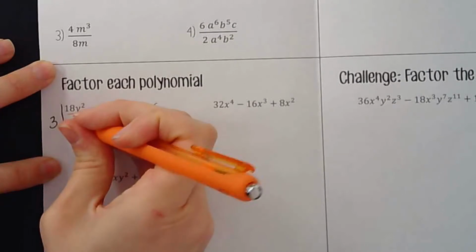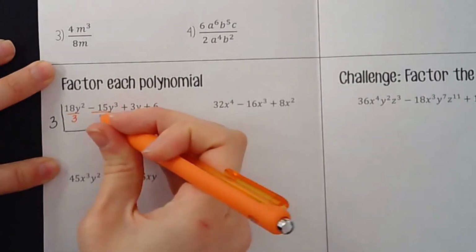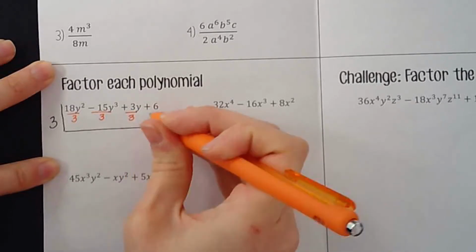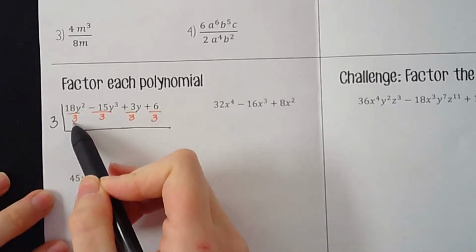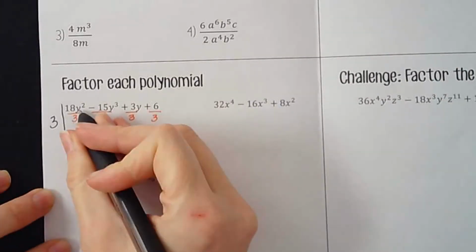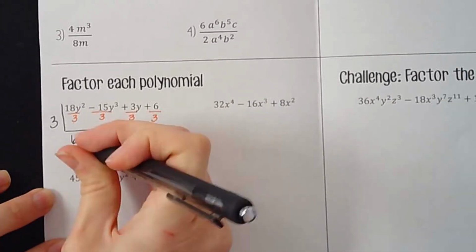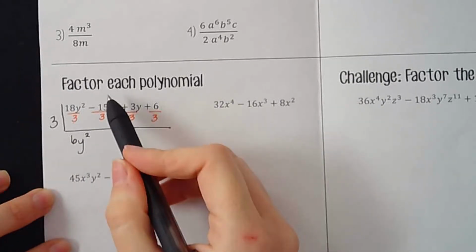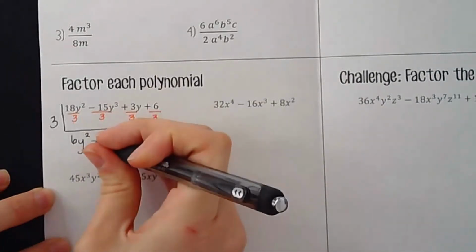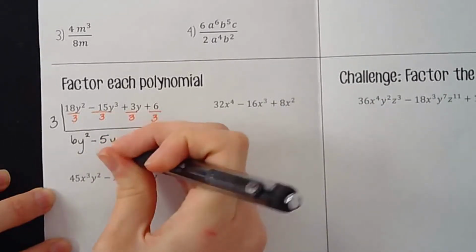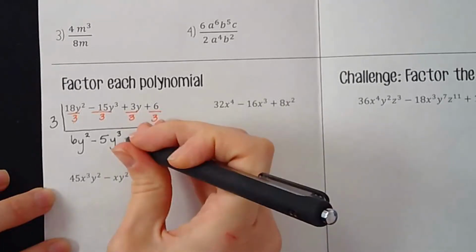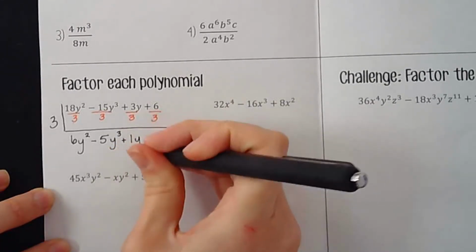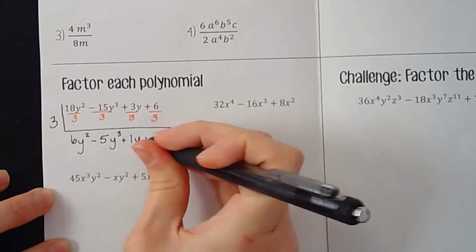So 18y squared is getting divided by 3. Negative 15y cubed is getting divided by 3. 3y is getting divided by 3. 6 is getting divided by 3. So when I divide all of these, 18 divided by 3 gives me 6. I'm not dividing any variables here, so my y squared stays the same. Negative 15y cubed divided by 3 is negative 5. I'm not dividing any variables, so my y cubed stays the same. 3y divided by 3 would be positive 1y. And 6 divided by 3 is positive 2.